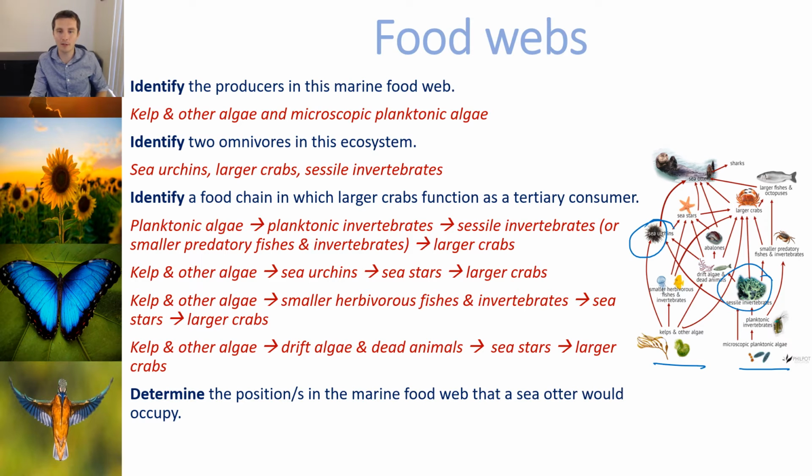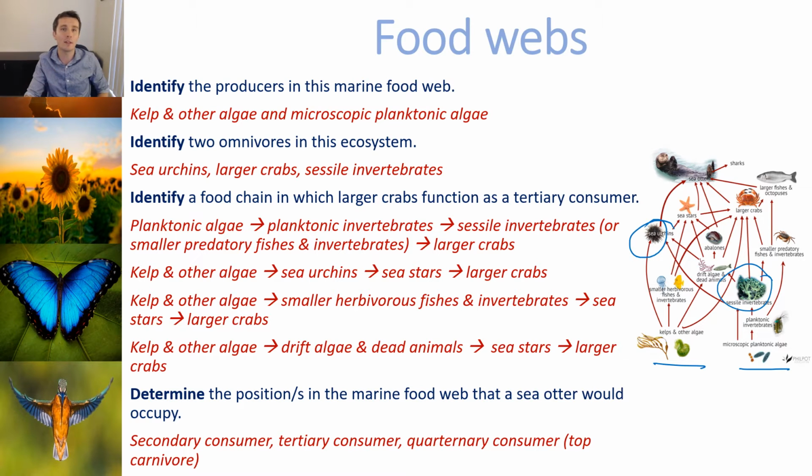Determine the positions in the marine food web that the sea otter would occupy. Well, the sea otter is going to occupy several different ones. I can see here that it's a secondary consumer. I can see it's a tertiary. If I go through this way, it's a quaternary or a top consumer. So it will, I guess, be in a variety of different positions depending on which food chain you actually follow in that food web. So you can see secondary, tertiary, quaternary, or a top order carnivore there. And even then, they're eaten by sharks, which are up here. So this is quite a large food chain. It doesn't often actually reach those levels that it does in this case, in that food web.